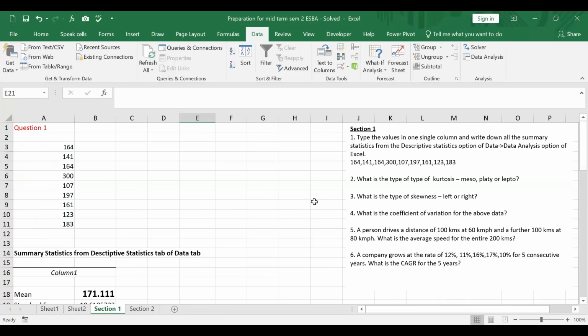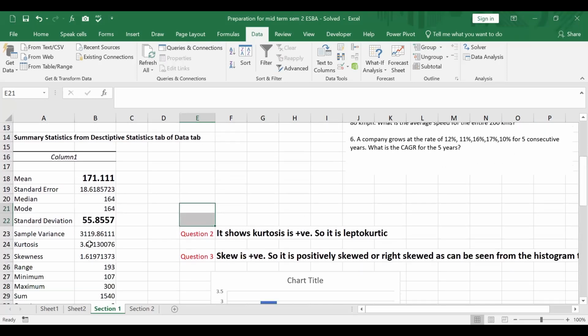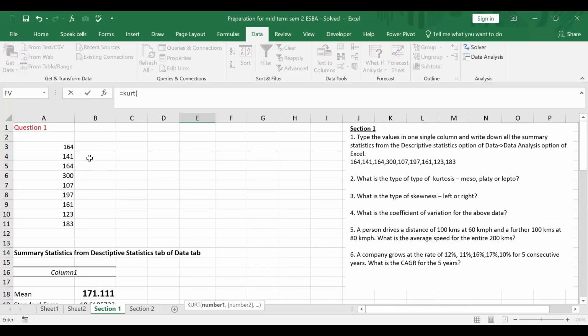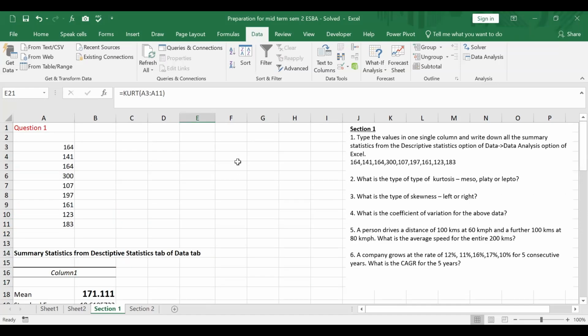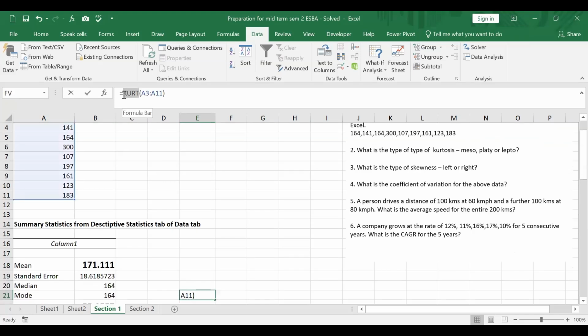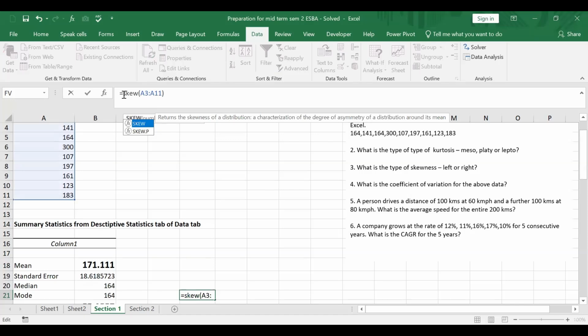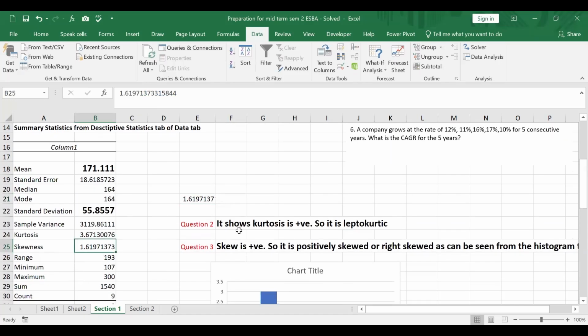What is the type of kurtosis it is? Kurtosis is written here 3.67, etc. Otherwise, you have to use a formula is equal to kurt and show the data here. That would have given the same kurtosis. Because I used descriptive statistics, see this same. And instead of kurtosis, if I wanted skew, all I have to do is change this kurt to skew, and I would have got 1.61, and the same 1.61 is there. So I don't need this because it is already here. Kurtosis is 3.6.